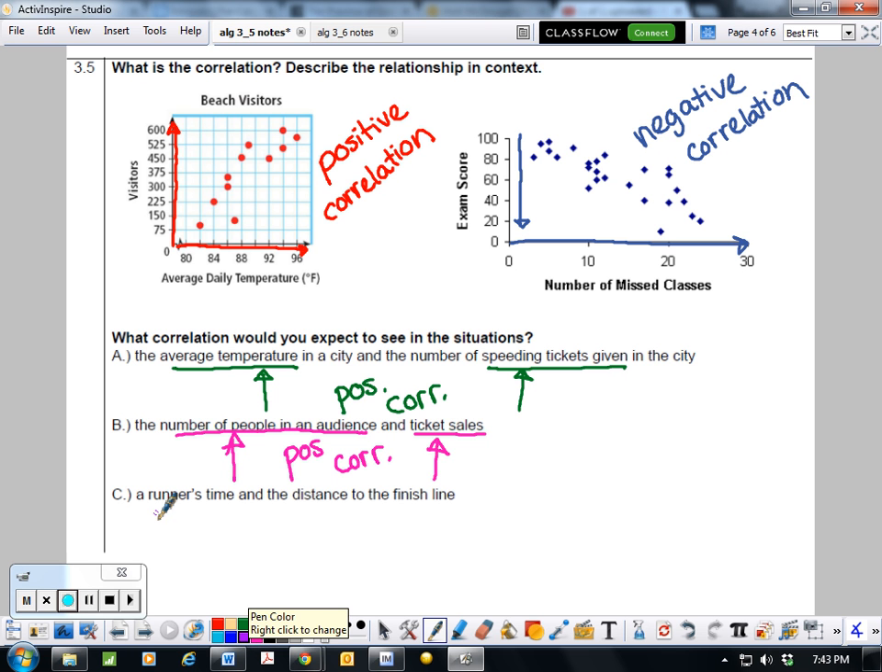Okay, a runner's time and the distance to the finish line. The longer that they are running, or the increase in time, the closer they are, or the lower distance they are to the finish line. Closer and closer, smaller numbers. So as one increases, the other decreases. This would be a negative correlation.